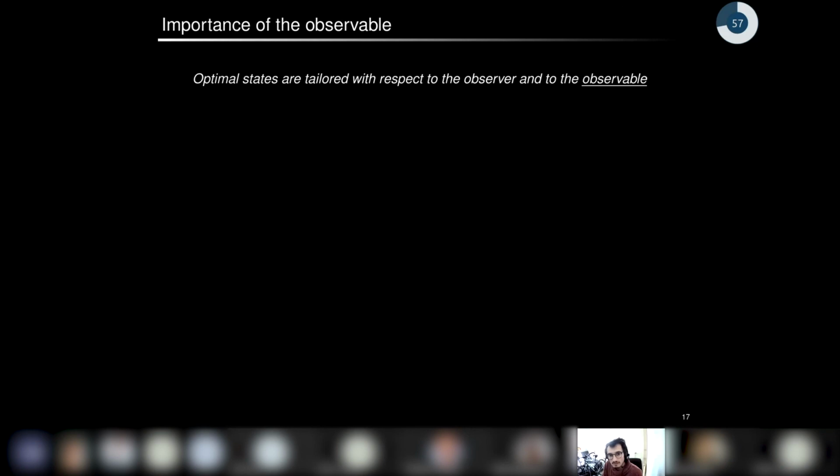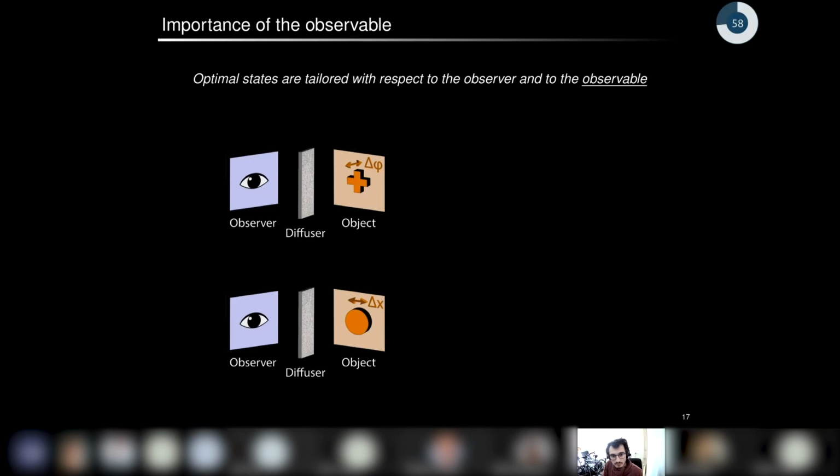And then it's also tailored with respect to the observable. So to show this effect, what we did is now we take the full field of view of the camera, but we change the observable of interest. So instead of looking at the phase of the cross, what we are doing is we are looking at the X position of a circular object.